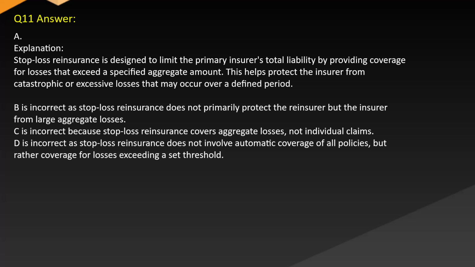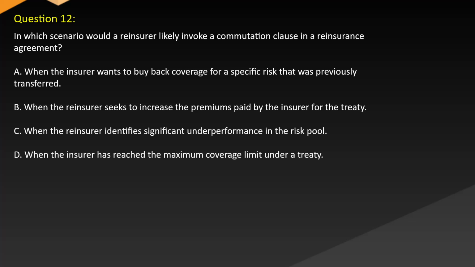Question 12. In which scenario would a reinsurer likely invoke a commutation clause in a reinsurance agreement? A. When the insurer wants to buy back coverage for a specific risk that was previously transferred. B. When the reinsurer seeks to increase the premiums paid by the insurer for the treaty. C. When the reinsurer identifies significant underperformance in the risk pool. D. When the insurer has reached the maximum coverage limit under a treaty.